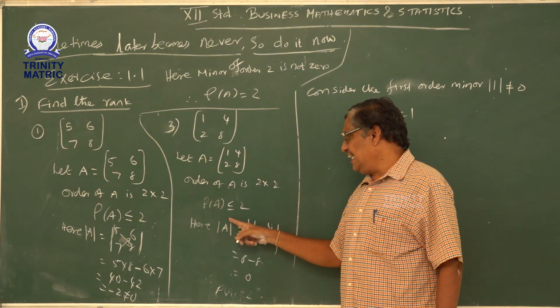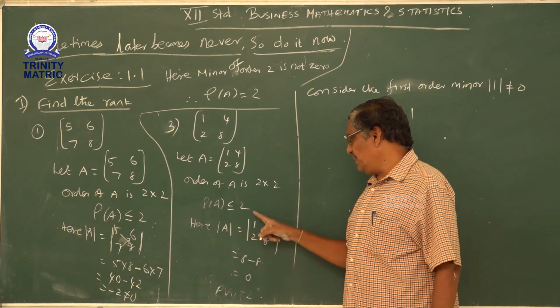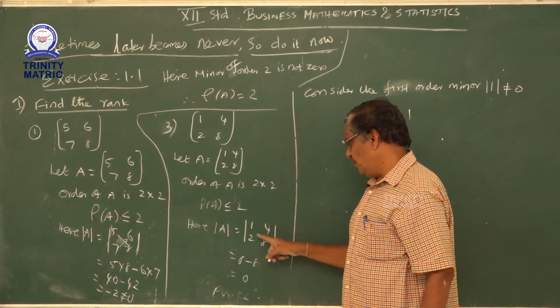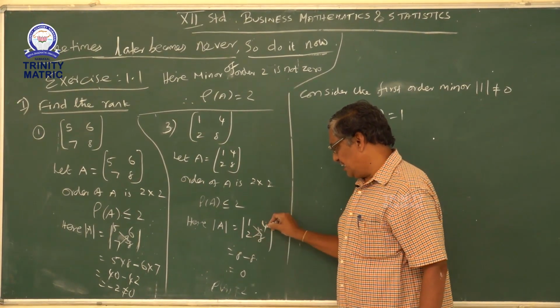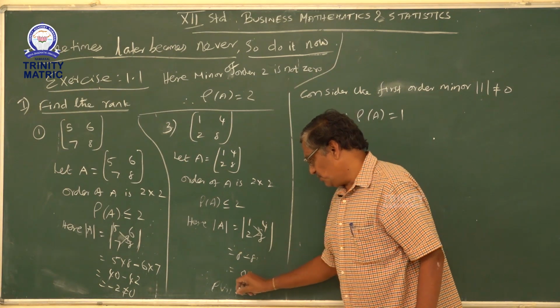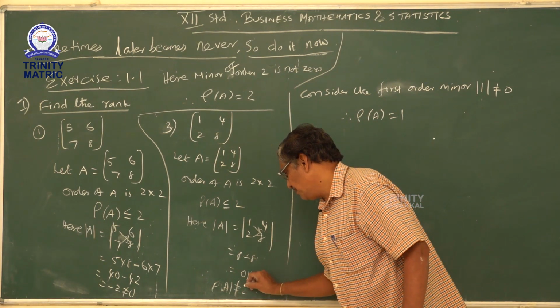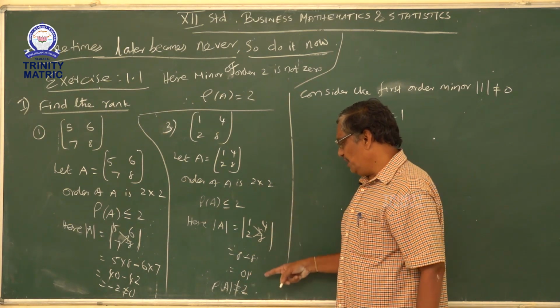We have to find the determinant value. So how will we find the determinant value? You have to put the vertical bars: 1, 4, 2, 8. Again 1 8s are 8, 2 4s are 8. 8 minus 8 is 0. So rank of A won't be 2, because the determinant vanishes. So the order 2 minor vanishes, rank won't be 2.